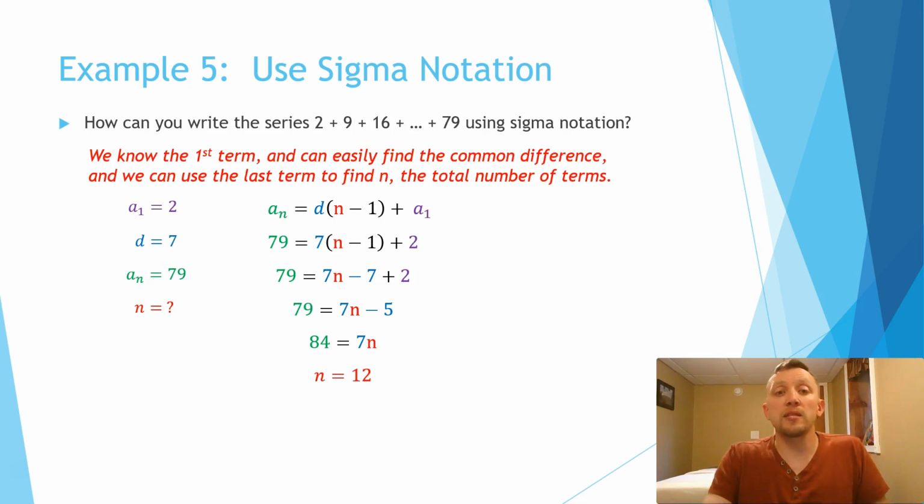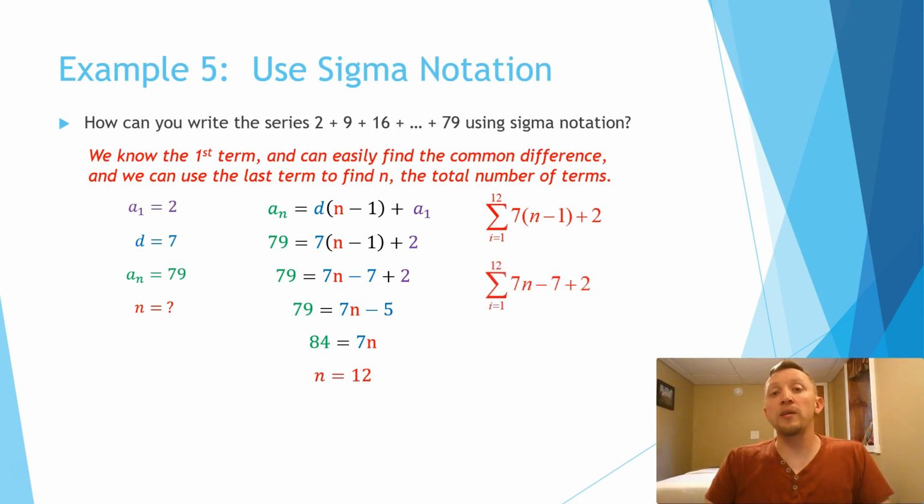They're asking to write this in sigma notation. So to put this in sigma notation, we're going to combine that explicit formula with sigma notation. We know we're going to start with our first term, and we're going to end with our 12th term. We're not actually going to put the value, just the fact that we're going to end with the 12th term. So 12 would go on top of sigma, and then to the right of sigma, we would write our explicit formula. So that's how you could write it.